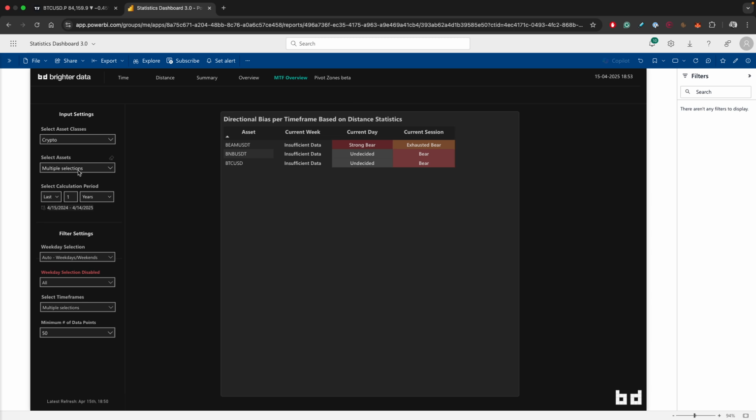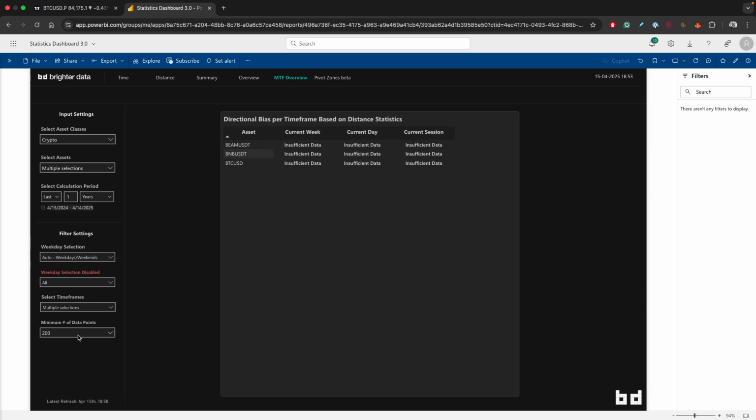Once again, I will dive into the code and try to optimize it so that it loads faster, because I do want it a little bit faster. But here's the same thing. If you select this minimum number of data points, for example, if I would do 200, then I'm guessing this will just say insufficient data if there isn't enough.